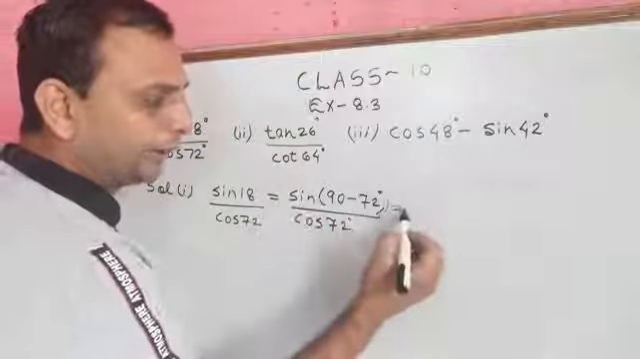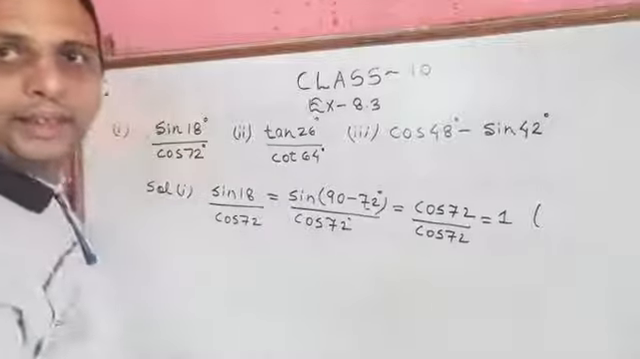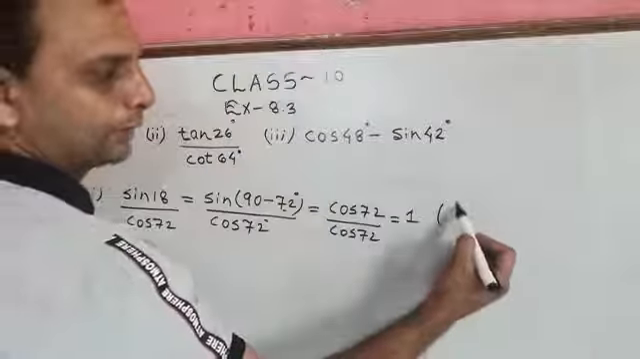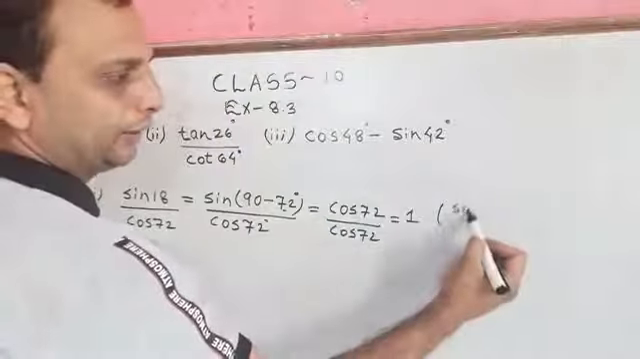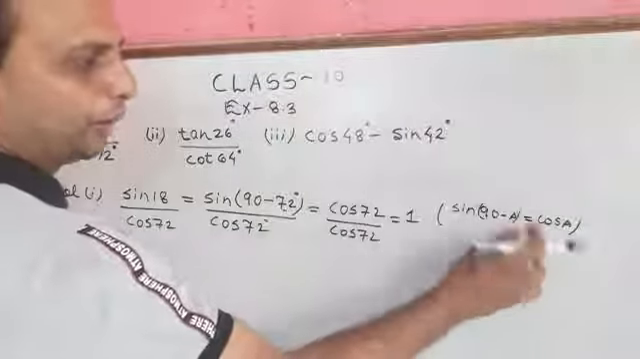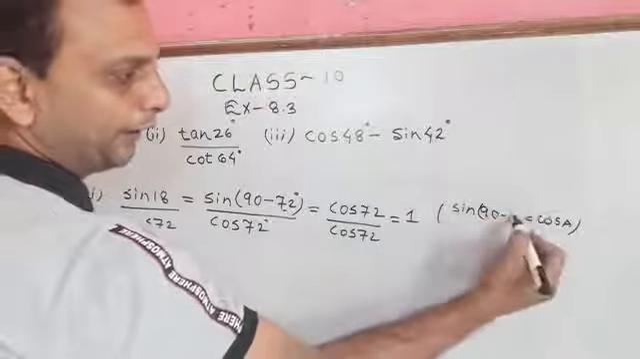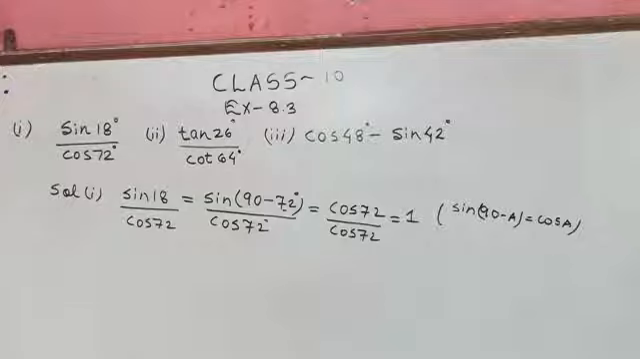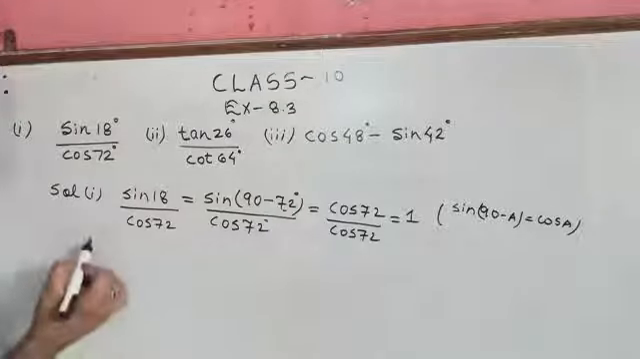So here you can write one formula: sin(90 minus angle A) equals cos A. I hope you understood how we use this formula, because if we subtract the angle A, that will be equal to cos A. Here I subtract 72, so it is equal to cos 72. So cos 72 upon cos 72 equals 1, because the numerator and denominator are equal. The answer will be 100% 1. Now we will see the next question, the second one.